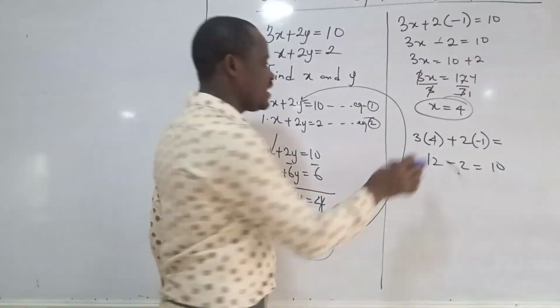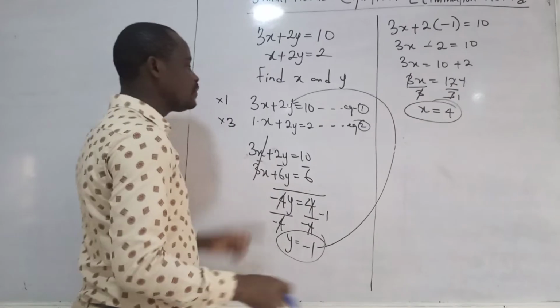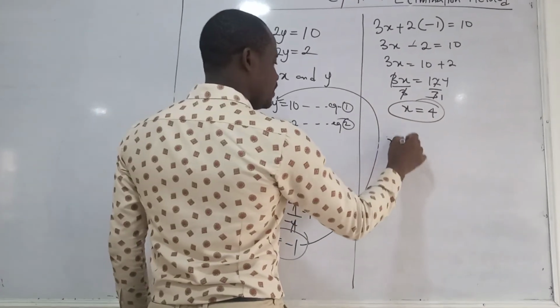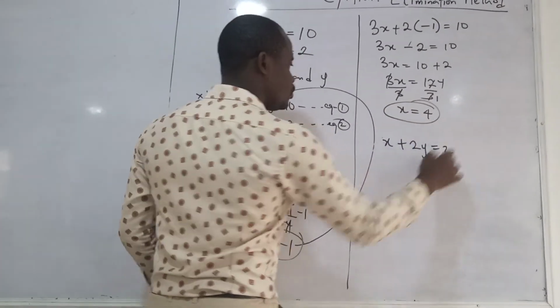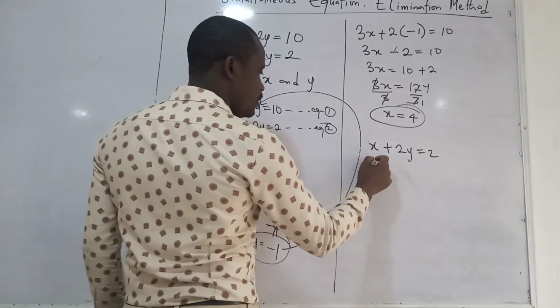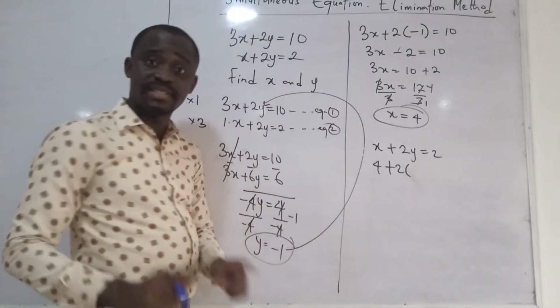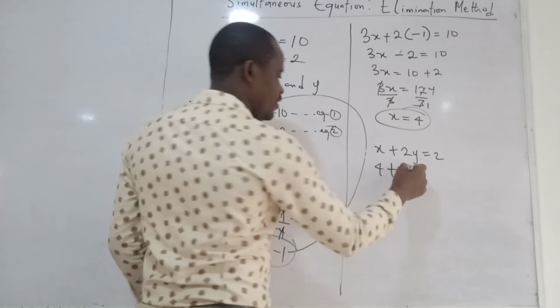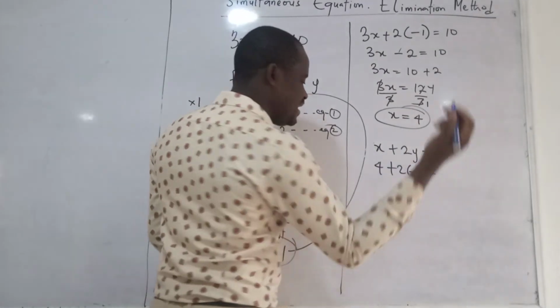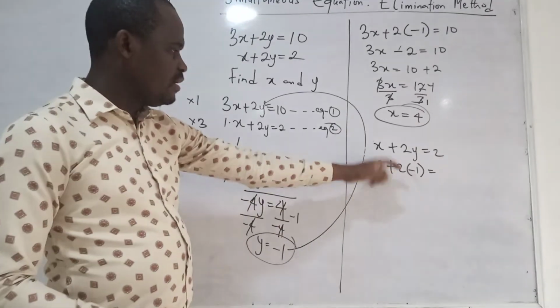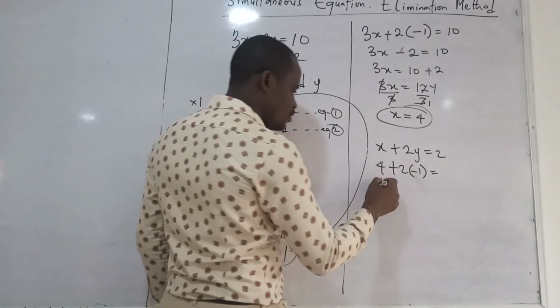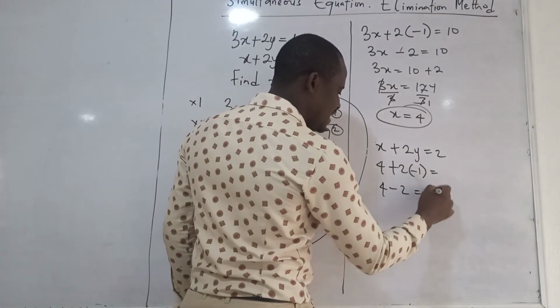Let me also check the other equation to confirm. I have x plus 2y equals to 2. X is 4. Then y is what? Minus 1, which is here. So if you have minus 1 here, let's see if truly we have 2. 2 times minus 1 gives you what? Minus 2. That's 4 minus 2, and the answer is 2.